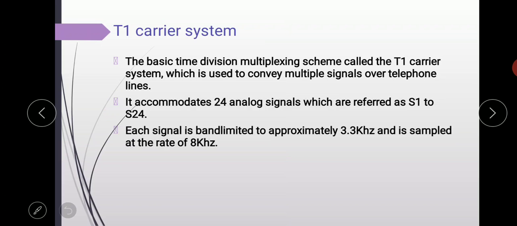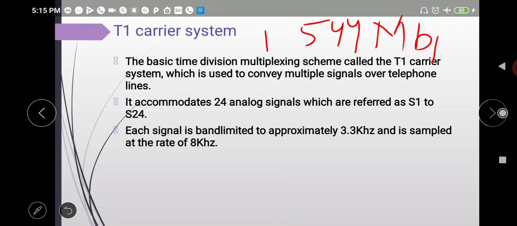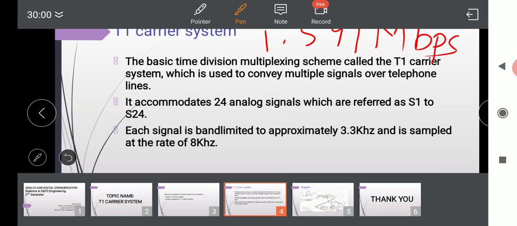So a T1 carrier is a dedicated telephone connection or time division multiplexed digital transmission service that supports a data rate of 1.544 Mbps. A T1 line generally includes 24 separate channels, each of which is able to support 64 kbps.